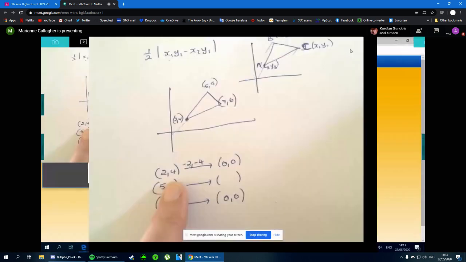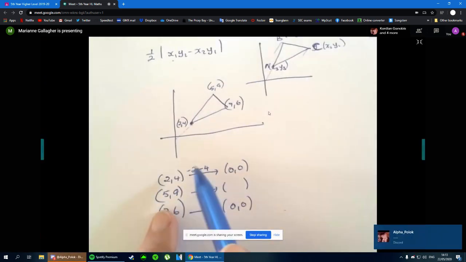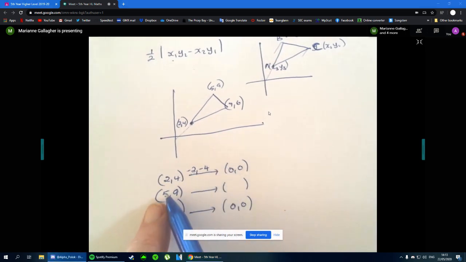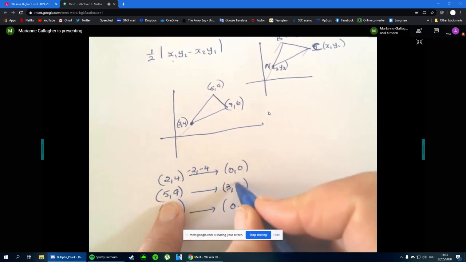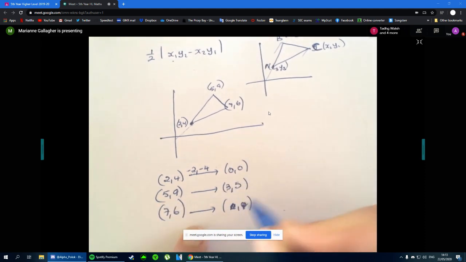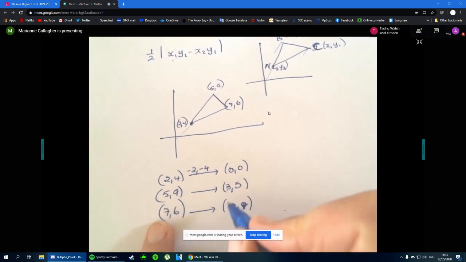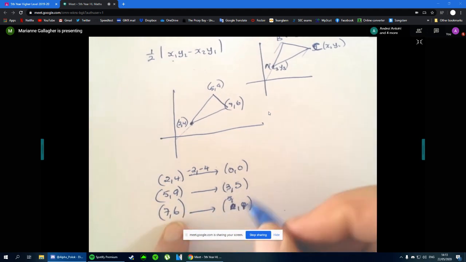Okay, so then what we want to do is move the other 2 points by the same amount. So I'm going to do 5 minus 2 is 3, and 9 minus 4 is 5. I'm sorry, I don't know why I wrote 7. 7 minus 2 is 5, and 6 minus 4 is 2. So this is my new triangle.